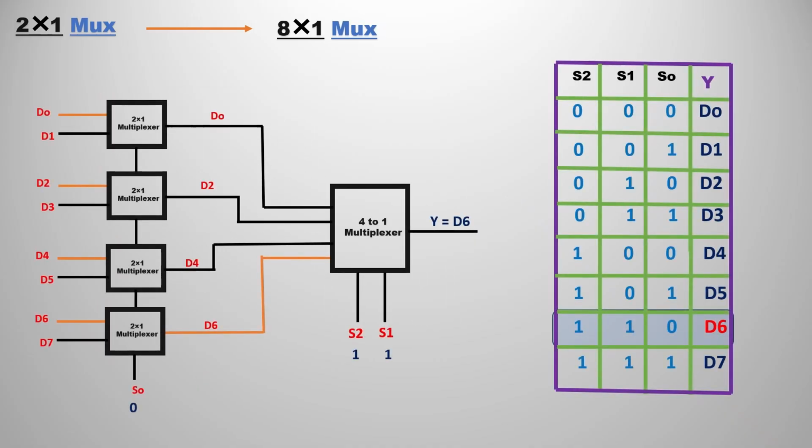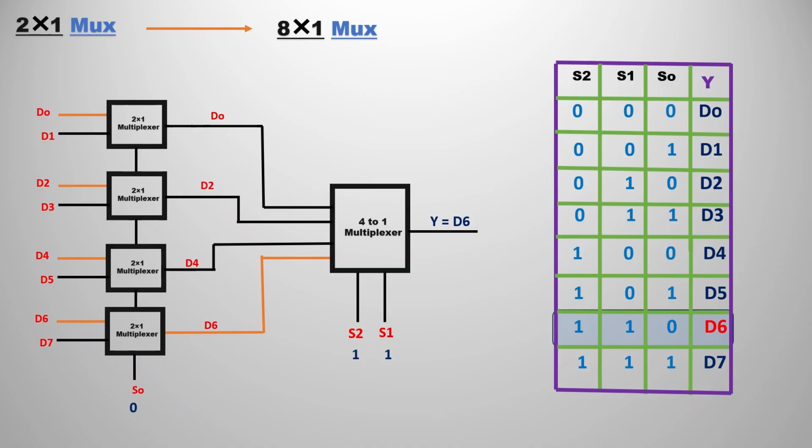If we consider an example, D6 in the 6th position, the corresponding select lines are 1 1 0. So S2 S1 is 1 1 and S0 is 0. As S0 is 0, we are going to select the top positions from the 2 cross 1 MUXs according to the position. So D0, D2, D4 and D6 will be selected as outputs. If you observe, in the 4 cross 1 mux, those are all the inputs.